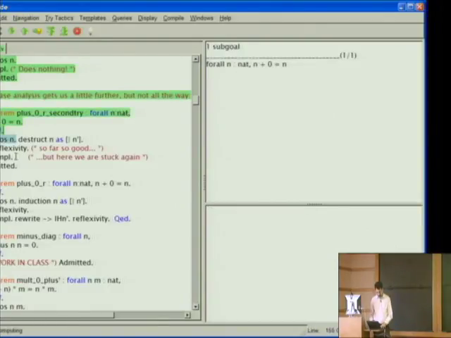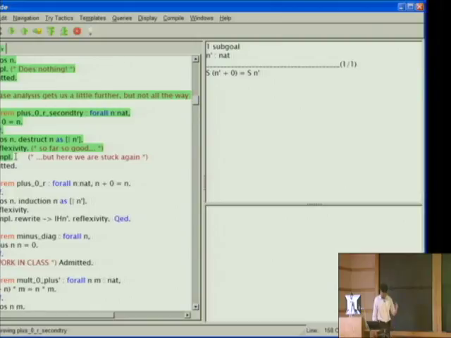So let's try again. Let's destruct n. Now we have two cases. The first case is that n equals 0, which proves by reflexivity. And the second case will simplify. So watch what happens to the parentheses here. Simplify says the plus does case analysis on its first argument and sort of unrolls one step of the definition.